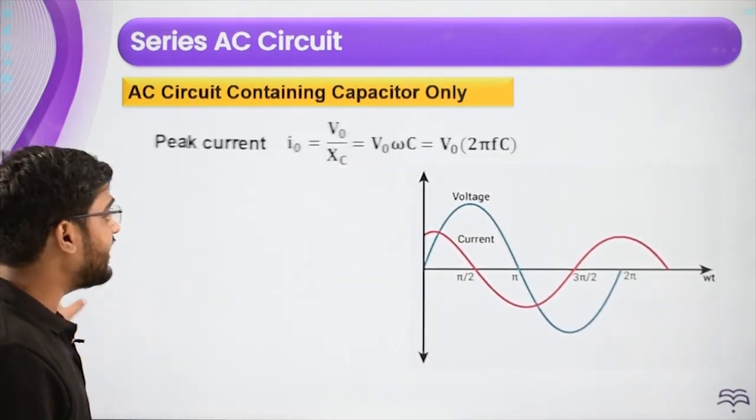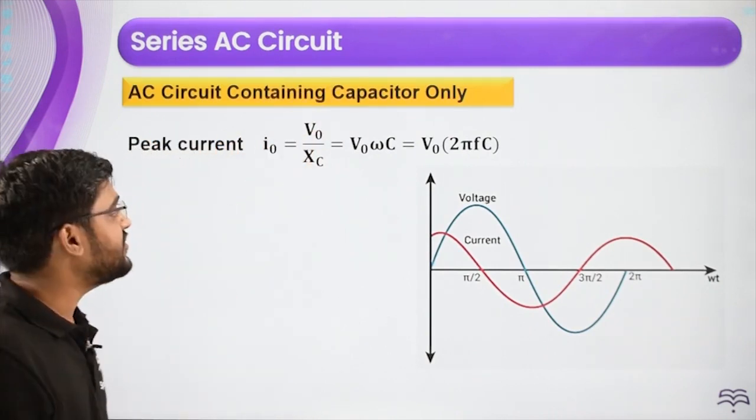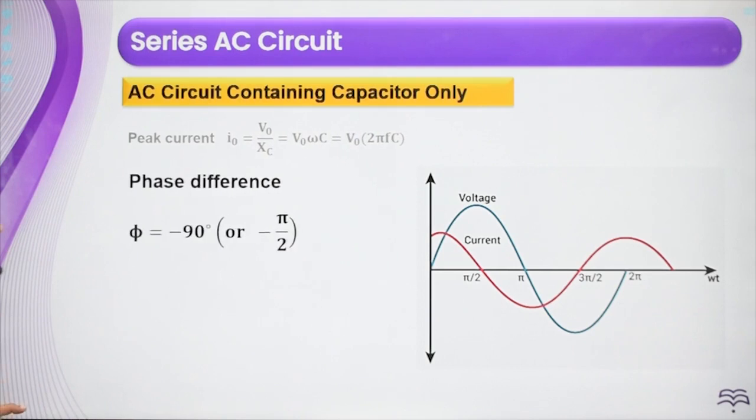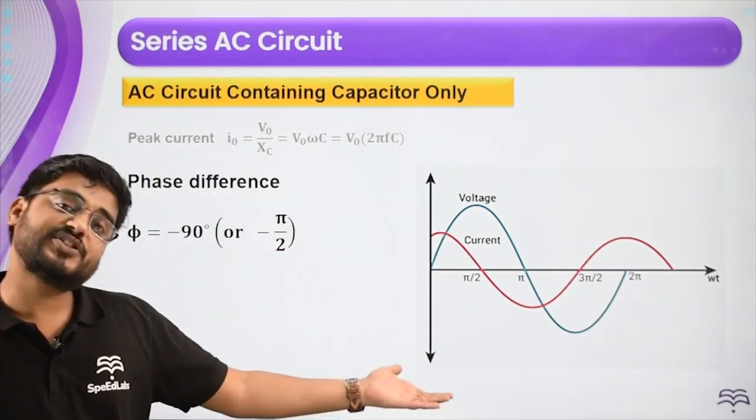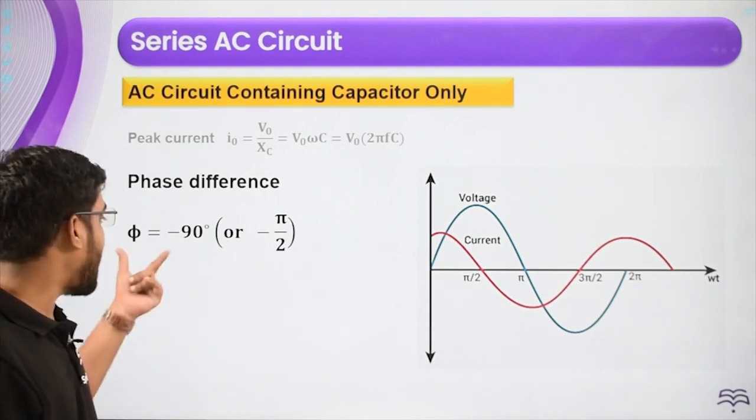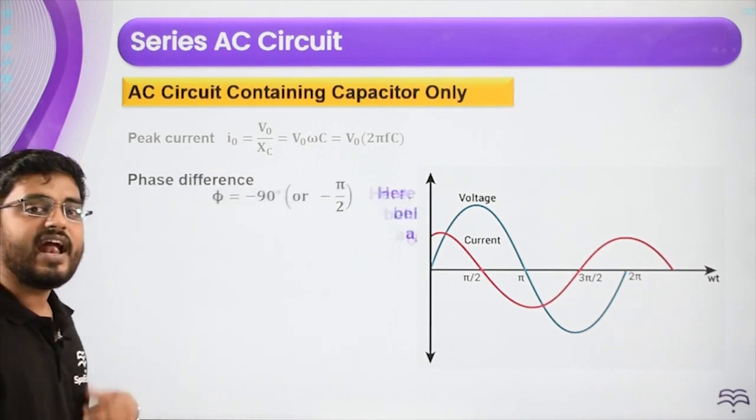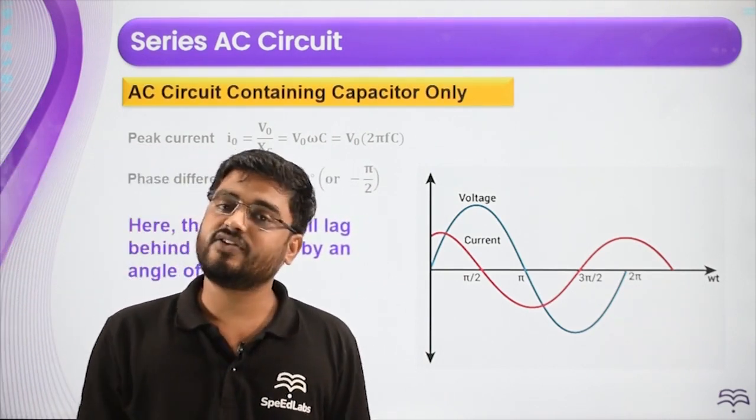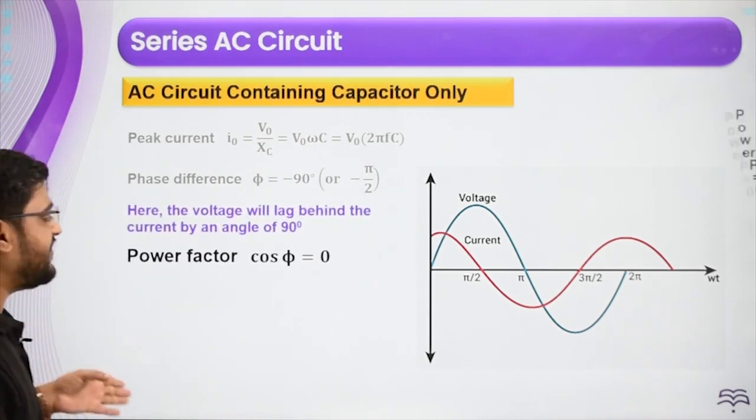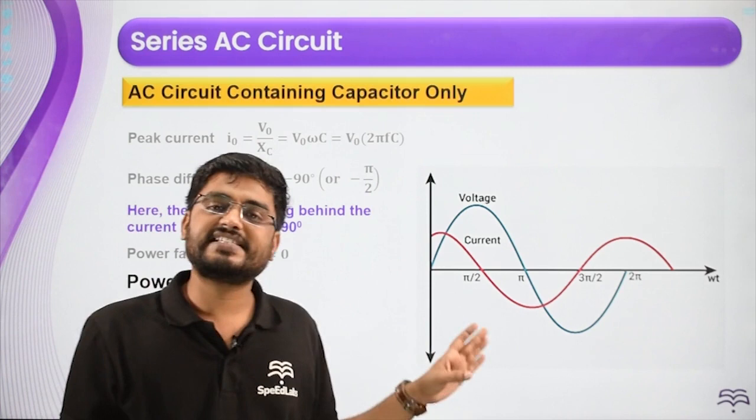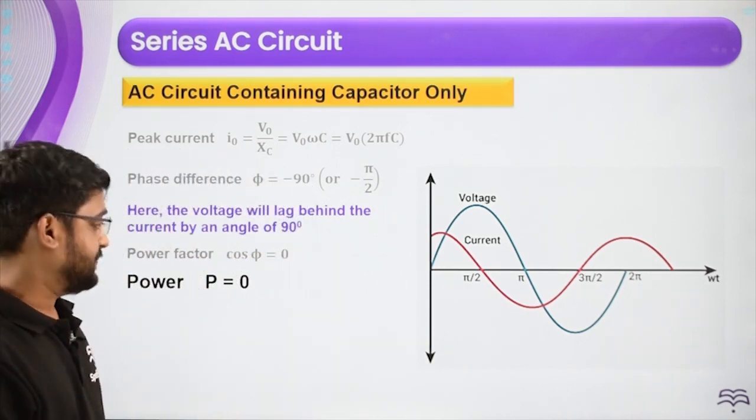Now again, what is my peak current? Peak current is peak voltage by Xc. Xc is 1 by C omega, right? And phase difference was 90 here. And who was ahead? It was voltage which was behind, current was ahead. Okay, so I am always writing for voltage. The phase difference is minus 90 degrees, and cos phi, the power factor, is cos of minus 90, which is again 0. Okay, and voltage will lag. The power factor is 0, and if power factor is 0, then power, Vrms Irms cos phi, will also be 0.